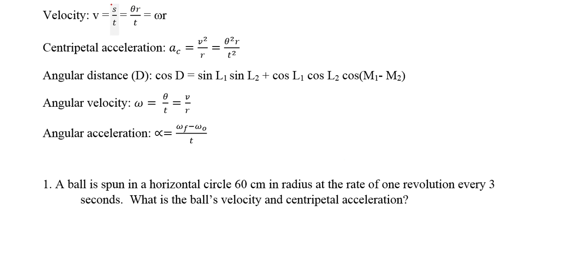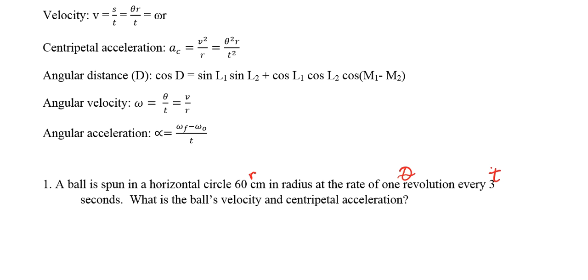Right here at the top of the screen you can see I have both the velocity and the centripetal acceleration. There is more than one option, so I have to decide what do I know. The 60 centimeters, that's my radius or my r. At a rate of 1 revolution, that tells me how many times I'm going around. So this actually is my theta, because I've gone a complete circle. Every 3 seconds, that's my time. So I have r, theta, and t.